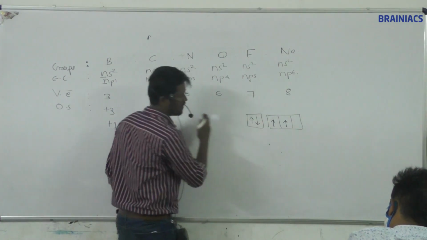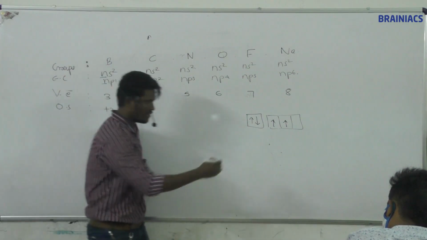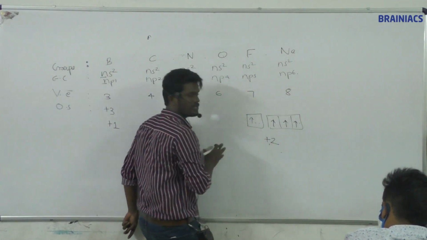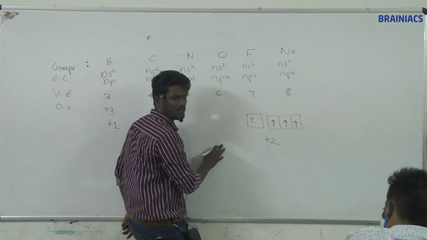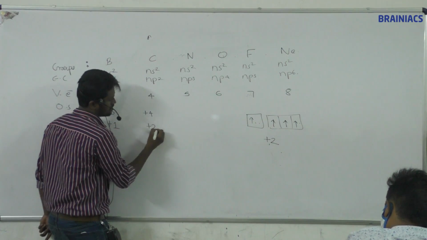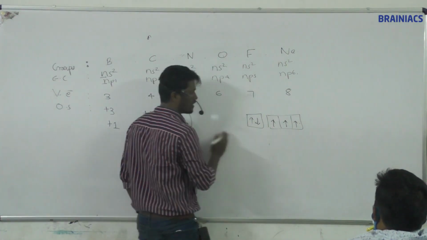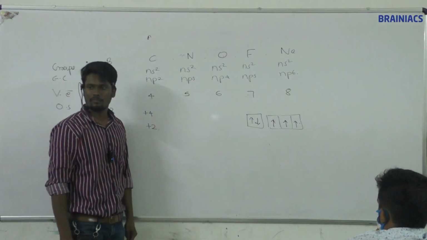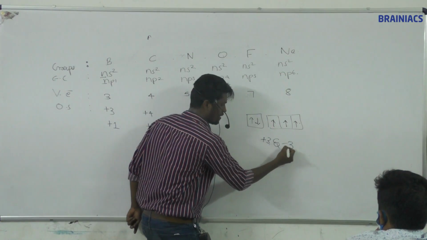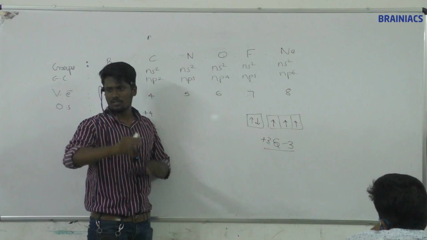ns2 np2 for the carbon family. What is the oxidation state in the ground state? Plus 2. In the excited state, plus 4. So the common oxidation states are plus 4 and plus 2. Nitrogen family, ns2 np3. The oxidation state is plus 3 and minus 3. You can accept 3 electrons or remove 3 electrons.